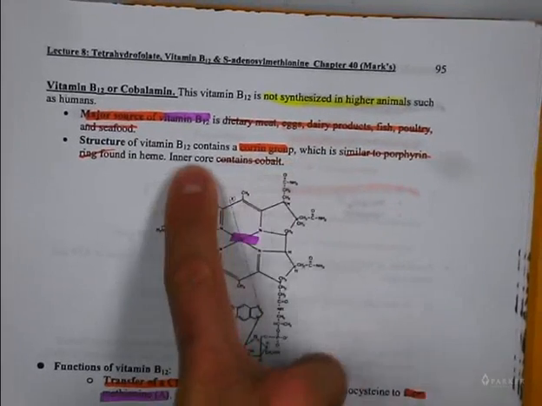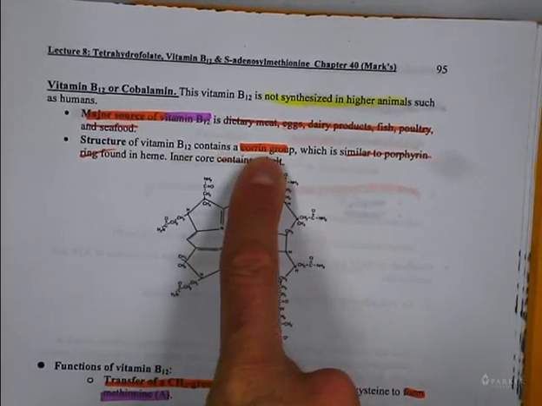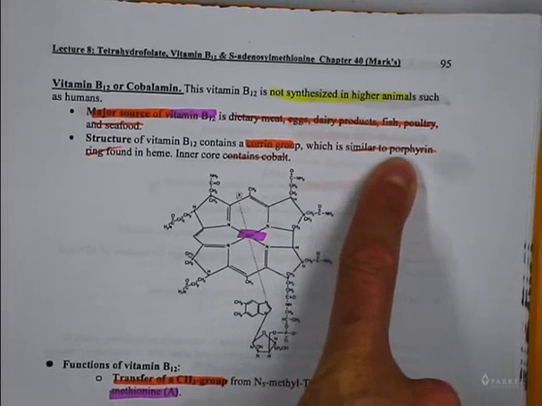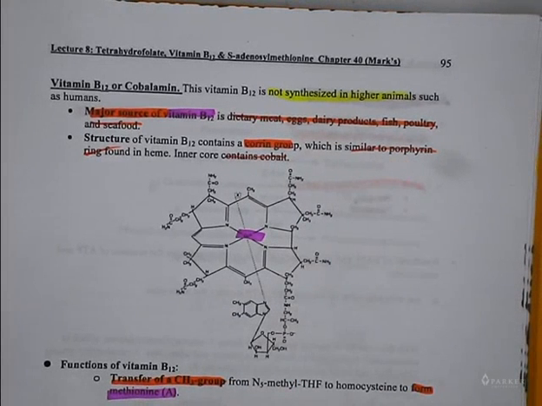The structure of vitamin B12 contains a corrin group, which is similar to a porphyrin ring. Where do we see porphyrin rings? Did we talk about that yet? No, it's chapter 9. He talked about it in class, probably. That's in heme synthesis. Okay, that's next chapter. We're going to talk about porphyrin rings. Sorry, I'm getting ahead of you guys.